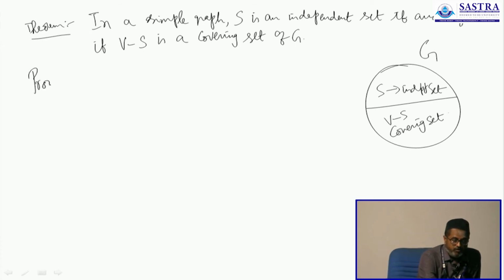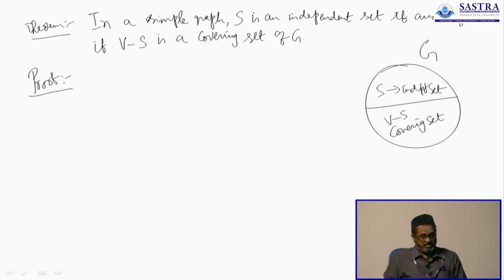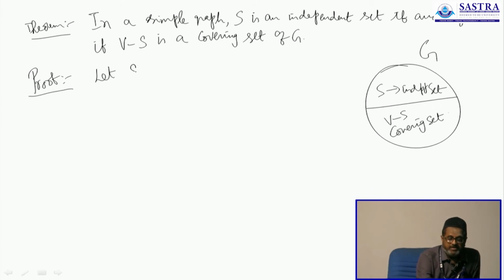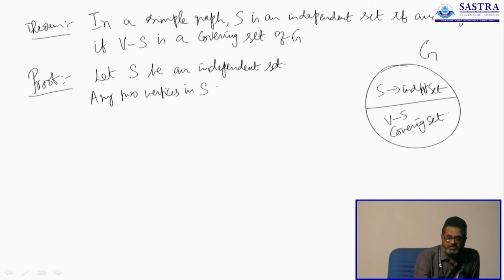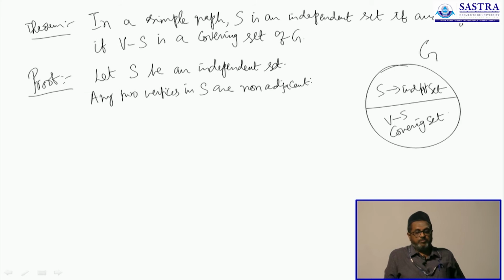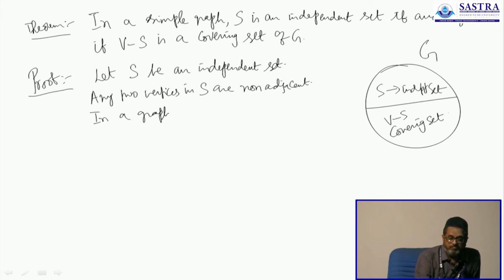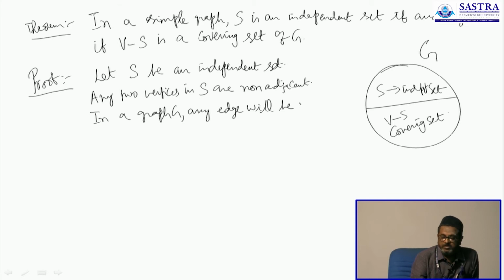So, we will look at the proof of this. Let S be an independent set. What is an independent set? Any two vertices in S are non-adjacent. So, that is the definition of the independent set. If I take any two vertices, they will not be adjacent. So, what happens in a graph G, any edge will be incident with a vertex in V minus S.